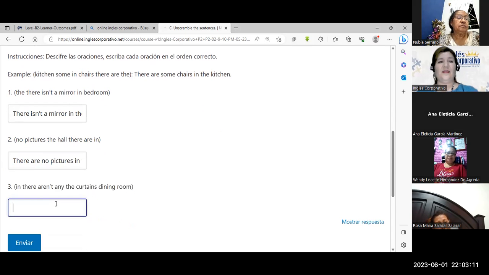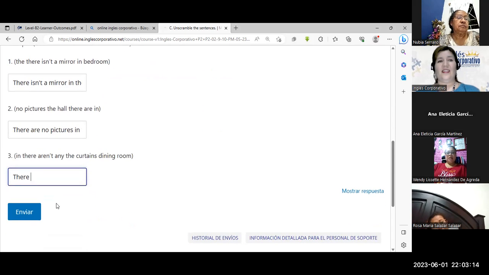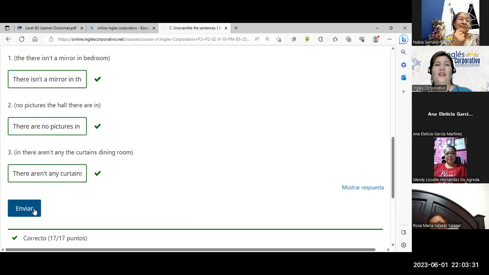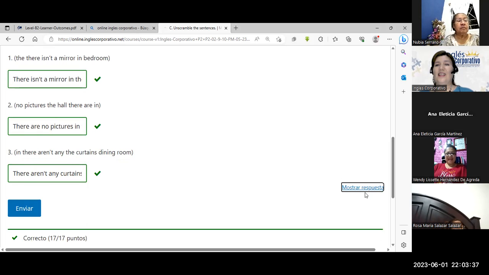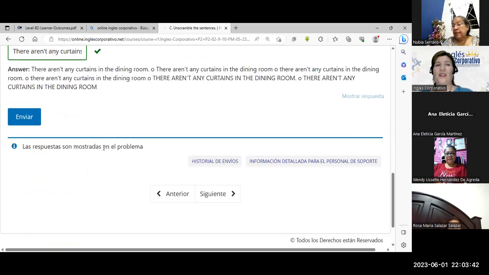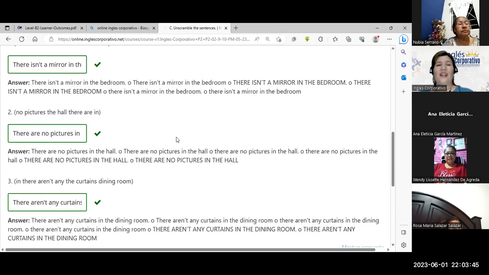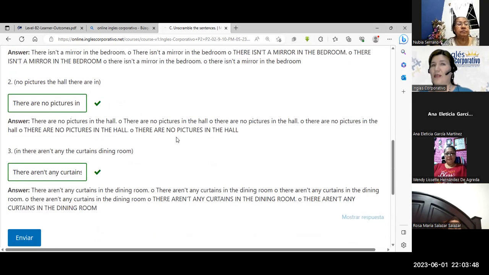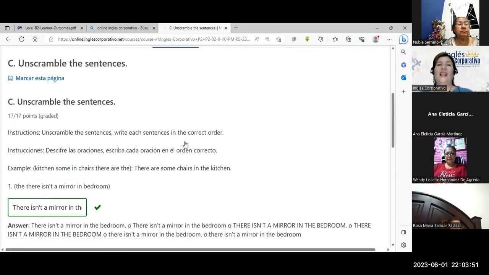And the last one, there aren't any curtains in the dining room. There aren't any curtains in the dining room. Yes. So there you go. There you have the different options of these sentences. Okay. And you have here the different forms of answers possible. Okay. And let me see.